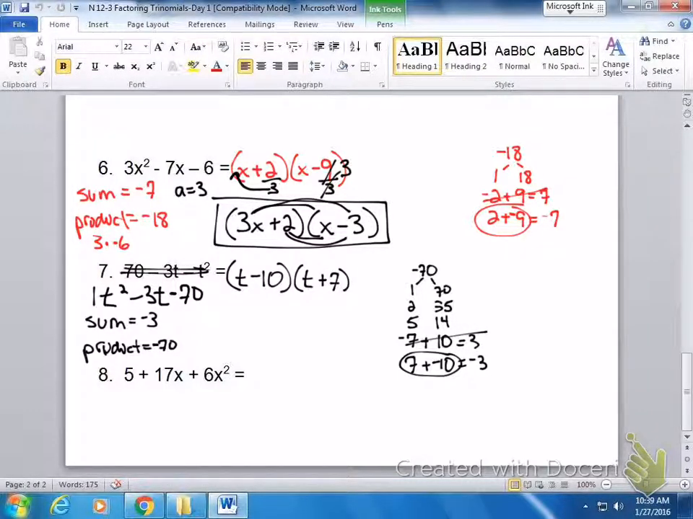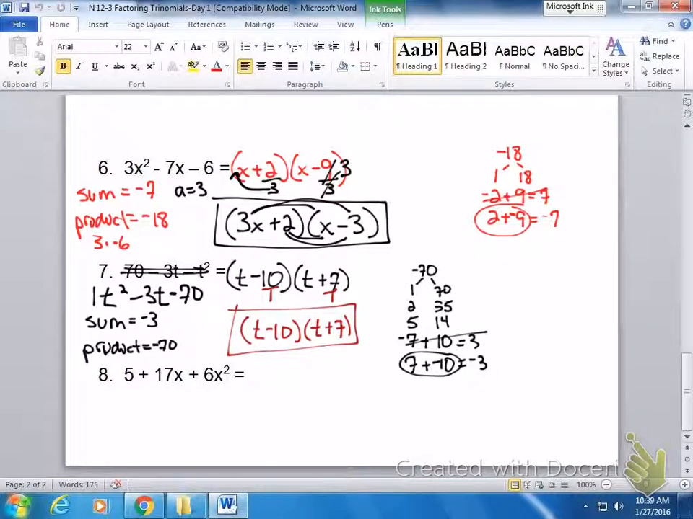Now I have to check my division. A is 1 this time, so you might know by now when it's 1, nothing's going to change. If I divide those by 1, I end up with t minus 10 times t plus 7. So not so bad. All right, let's do the last one.